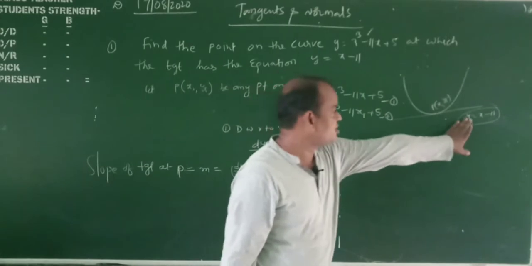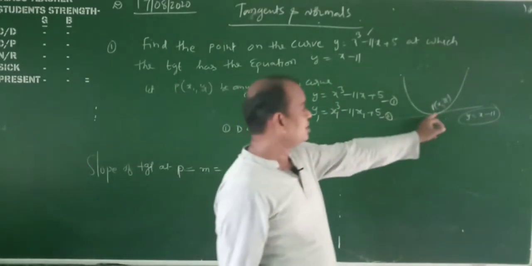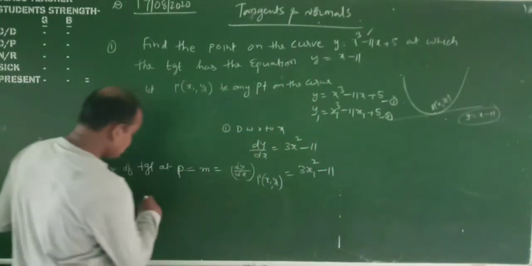This means the slope of this tangent and this tangent must be equal. Why? Because at that point the tangent is given, so this slope must be equal. What is the given tangent?